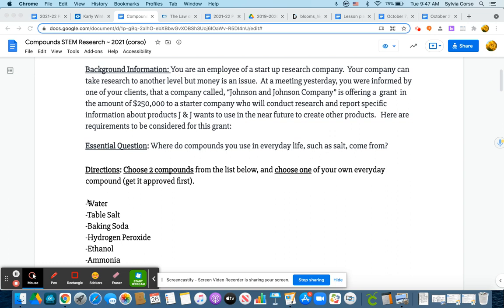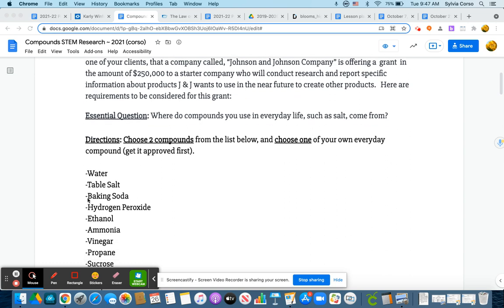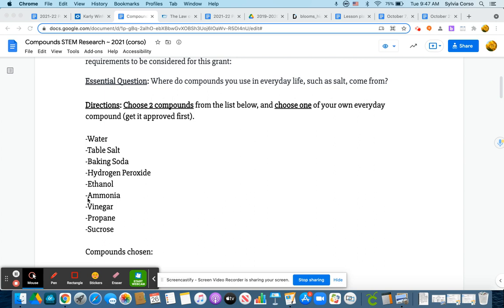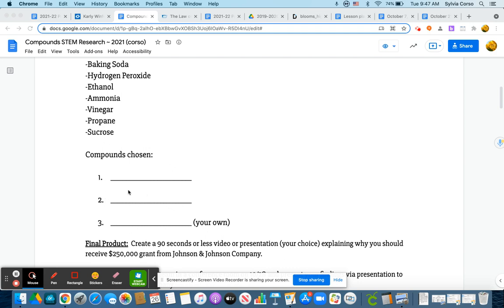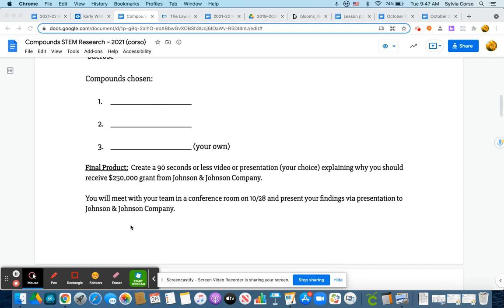So here are the requirements to be considered for this grant. Your essential question is, where do compounds you use in everyday life, such as salt, come from? You're going to choose two compounds from the list below, and you're going to choose one of your own everyday compound, and you will have to get that approved. So some of the choices are water, table salt, baking soda, hydrogen peroxide, ethanol, ammonia, vinegar, propane, and sucrose. So think of the two that you may want to use. Think of one of your own.